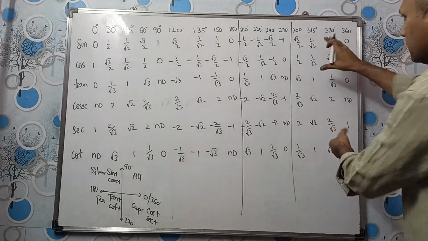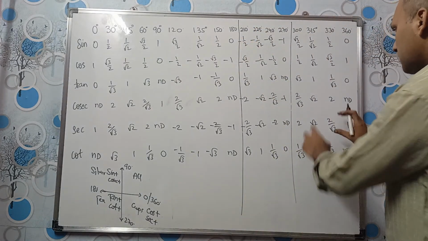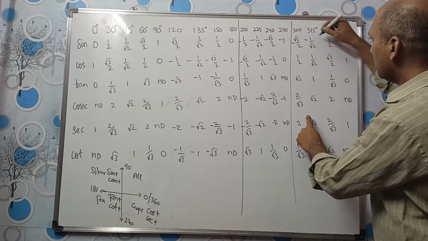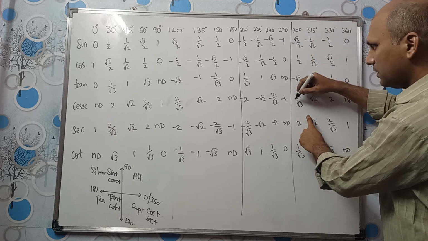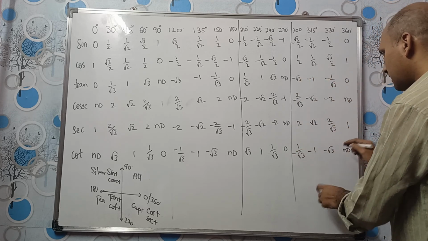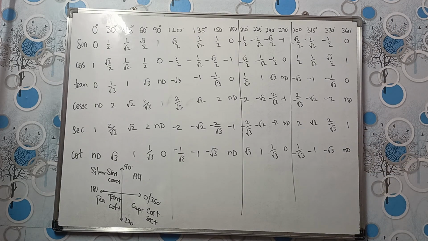In the fourth quadrant, cos and secant are positive, right? So this is secant and this is cos positive. The remaining all are negative values, right? Negative, negative, negative, negative, negative, negative. Okay, this is positive, this is negative. Alright, so this is how we can write the trigonometric table of angles from 0 to 360 degrees.